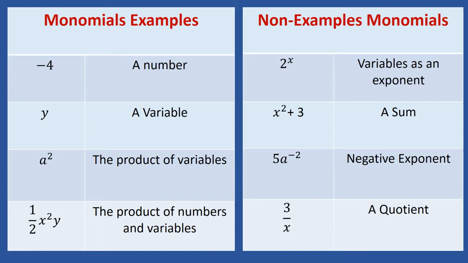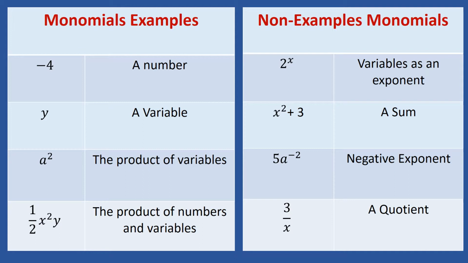Let's look at non-examples. That's on the right side of your page. 2 raised to the x power. Notice that the variable is an exponent. Nope, can't do that. Now we have on the next line x squared. That by itself is a monomial, but we're adding 3. You can't add things together and still have a monomial.